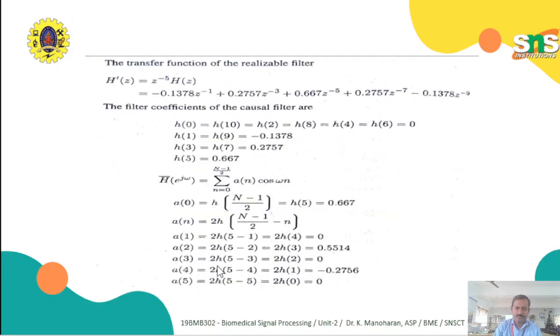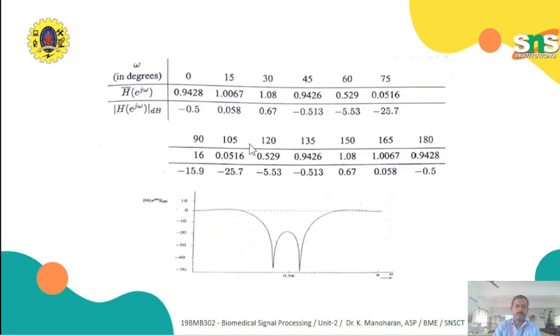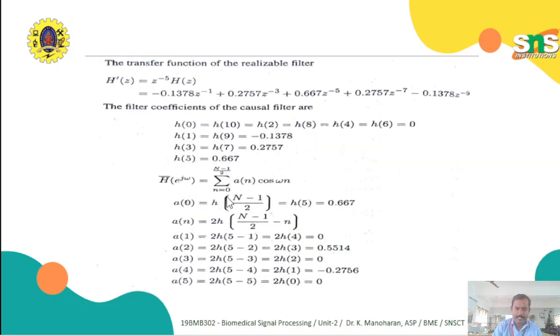Once you substitute it, after that we need to take this expression and substitute from 0 to 180 degrees. Look at this. I am incrementing with 15 degrees: 0 degree, 15, 30, 45, 60 and then 75. So I am incrementing these values. I need to find two things. One is h bar of e power j omega, and then I need to express it in terms of dB.